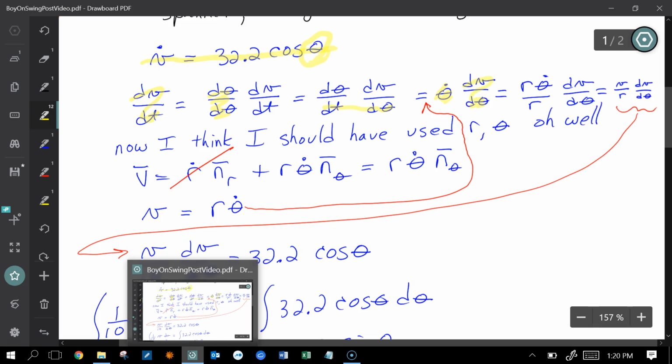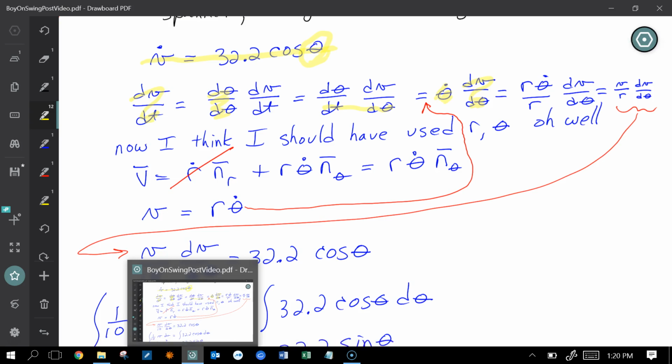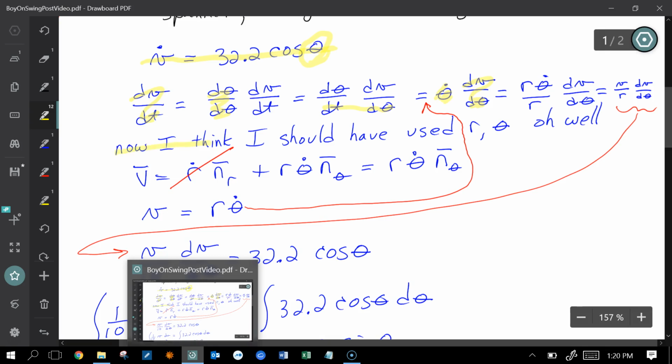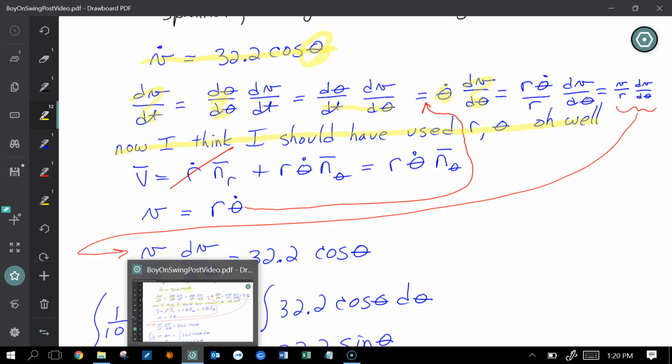Now the problem is I have v, I have theta. I don't have any theta dots in the equation, so I haven't quite finished it. So at this point, that's when I realized, well, maybe what I should have done is used r and theta rather than t and n. Oh well, I'll do that on the second page. But I'm just going to blast forward.